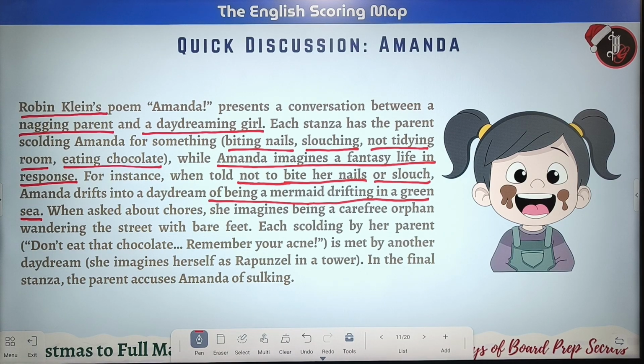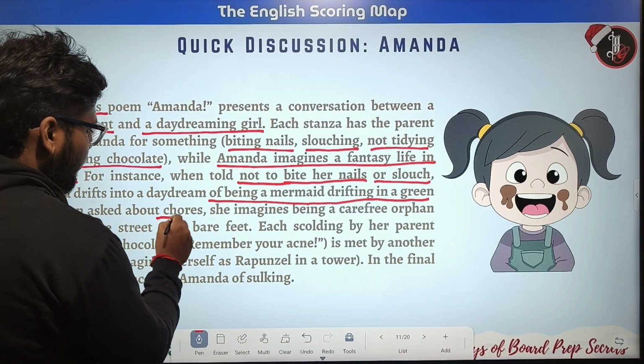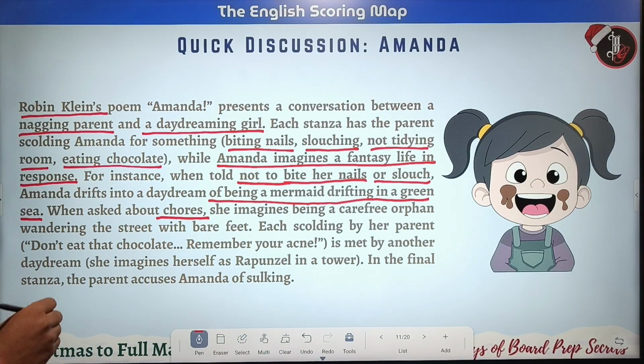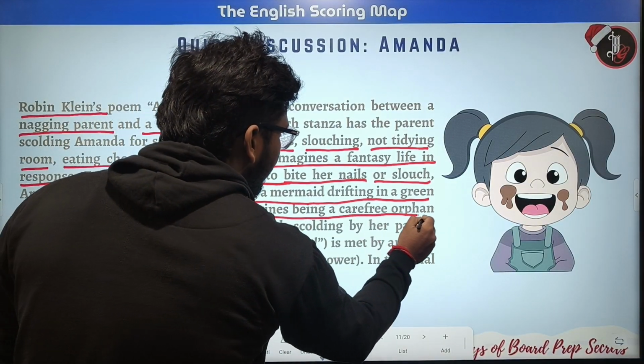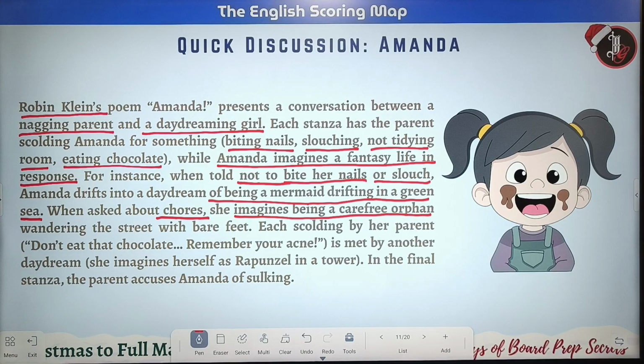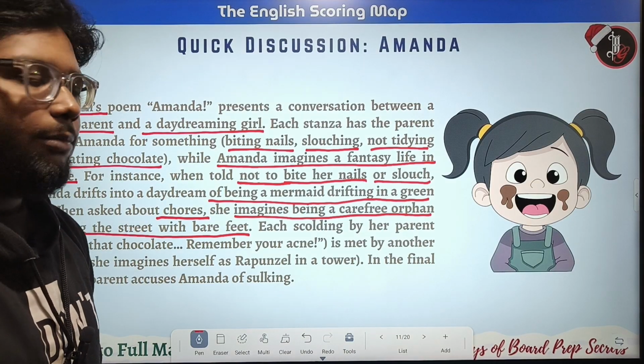Now, when asked about chores, she imagines being a carefree orphan wandering the street with bare feet. Just think of this: when she was asked about her daily work, she imagines herself being a carefree orphan. We all know what an orphan is, who doesn't have any parent, right? An orphan wandering the street with bare feet. So basically, this was the intensity of Amanda's daydreaming.